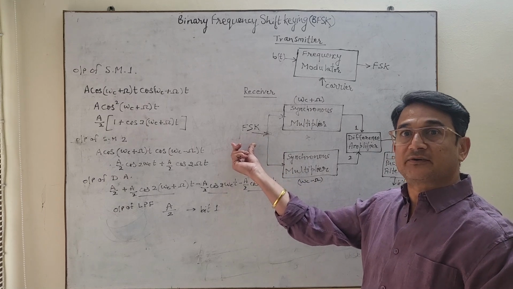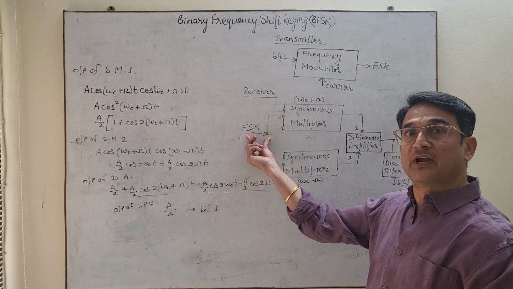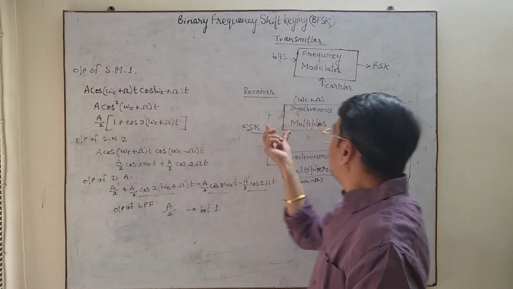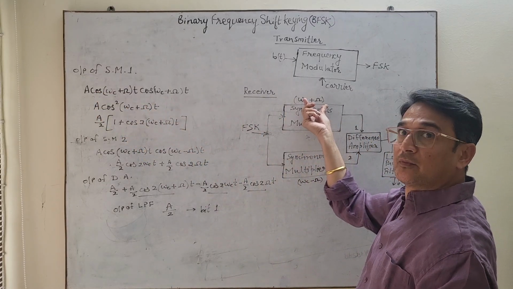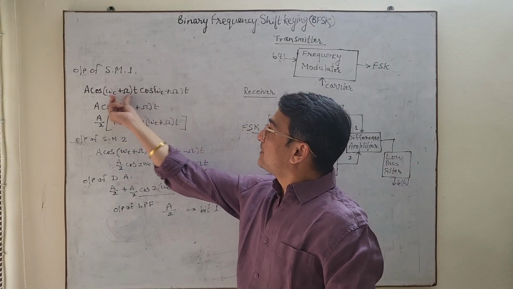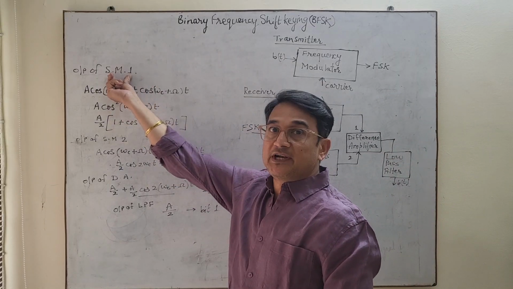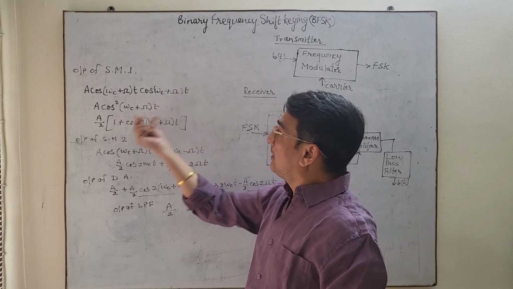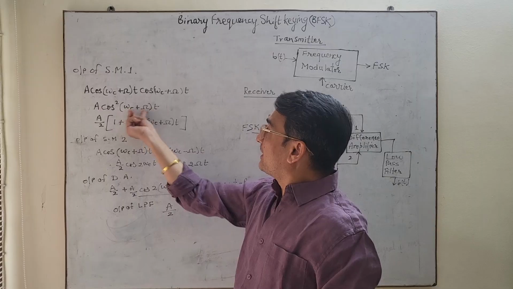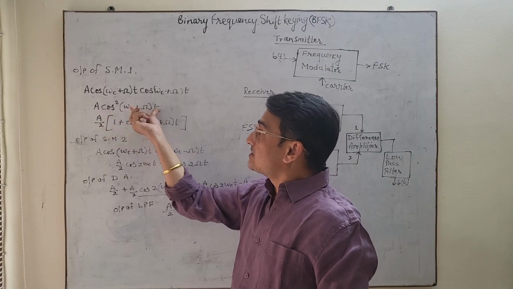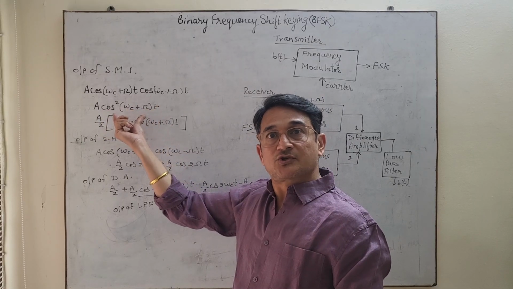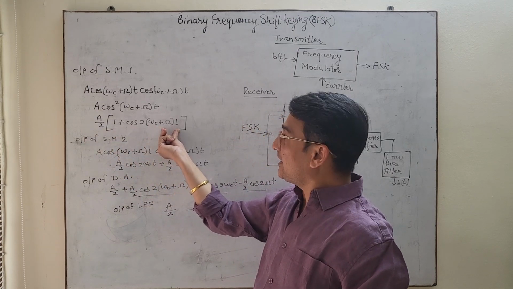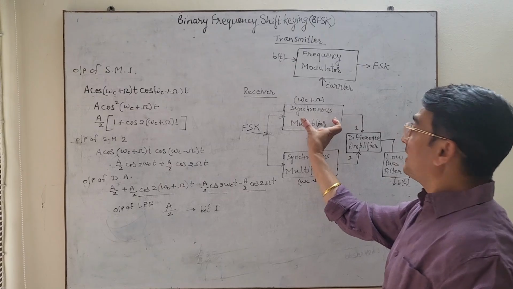Suppose bit 1 is transmitted in the FSK signal. So bit 1 is represented by A cos(ωc + ωt). It will be multiplied with the ωc + ωt frequency, so it is multiplying at synchronous multiplier 1 with cos(ωc + ωt). This will be A cos²(ωc + ωt). Then cos²θ can be written as (1 + cos 2θ)/2. So it will be A/2 (1 + cos 2(ωc + ωt)). This is the output of synchronous multiplier 1.